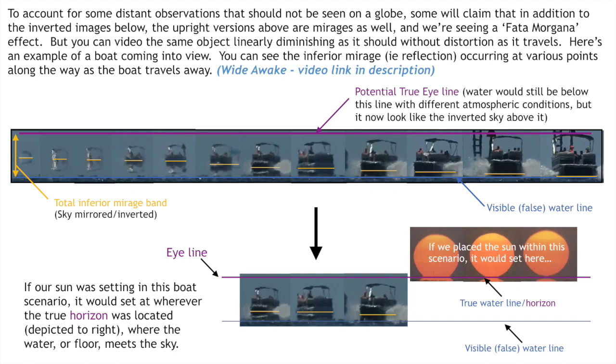So here's an example of a boat coming into view, you can see the inferior mirage, or i.e. reflection, occurring at various points along the way as the boat travels away. Again, video link in the description. Keep in mind that the water exists within that yellow zone that I've marked out with that arrow. Water still exists there. The purple line represents the possible horizon. I've just placed possible because I'm not sure within this video, but the horizon would be above that layer. And if that layer were to disappear, you would see water behind the boat as it travels away.